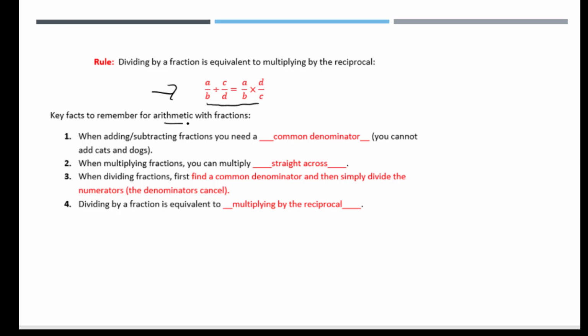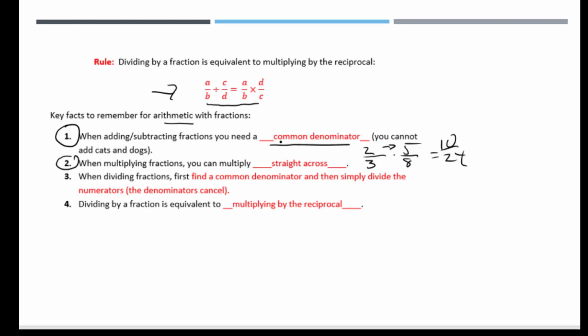Key facts to remember with fractions. When you're adding or subtracting, you need a common denominator. You cannot add cats and dogs. When multiplying fractions, you can multiply straight across, right? So 2/3 times 5/8. You don't need a common denominator, just multiply straight across. There's an example.